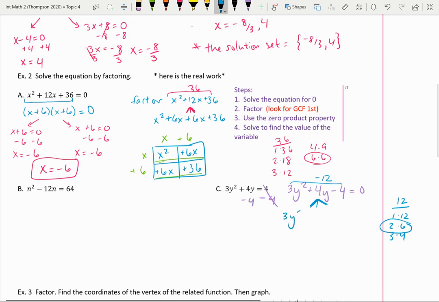So I have 3y squared. Now I need a positive 4y. So if I'm playing with 2 and 6, in order to get a positive 4y, I need the 6 to be positive and the 2 to be negative. So minus 2y plus 6y minus 4. And you'll notice that I'm just writing the expression for now. That's okay. I'm going to go back and write it as an equation later. Three y squared minus 2y plus 6y minus 4.